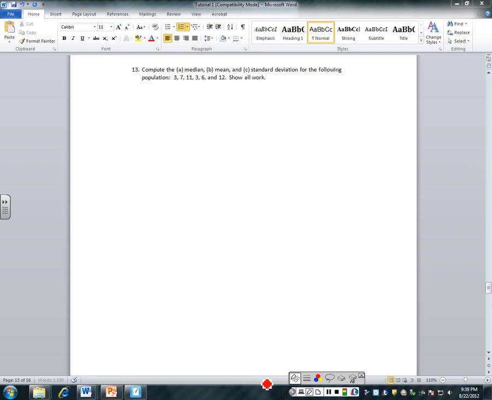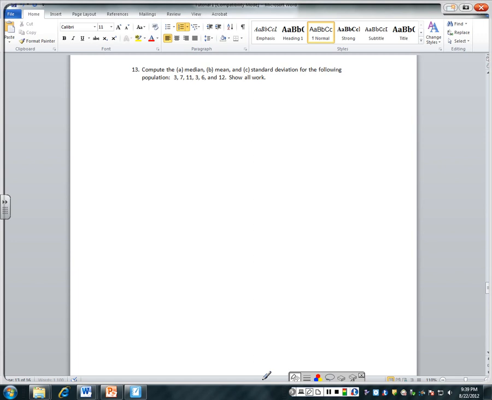So while we're computing means and standard deviations, I want to show you how to calculate mean and standard deviation for a population should you have all of the values of the population. The median is just like it would be for the sample. Put the numbers in order. Since it's an even number of numbers, just draw a line between the halves there. So the median in this case is equal to 6.5.